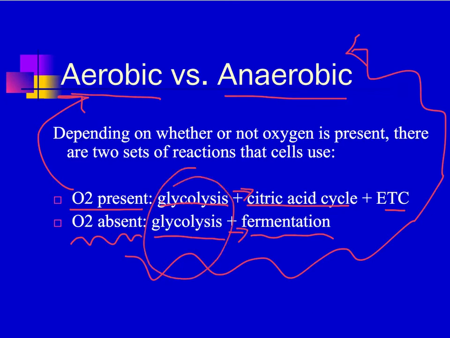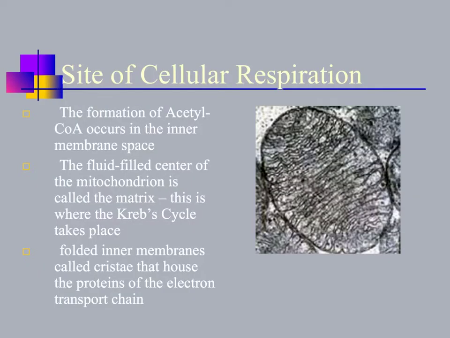And this glycolysis happens outside the mitochondria. The site of cellular respiration, where you have the formation of acetyl-CoA, occurs in the inner membrane space of the mitochondria. The fluid-filled center of the mitochondria is called the matrix. That's where the Krebs cycle or citric acid cycle takes place. We should hopefully already know the folded inner membranes called cristae is where the electron transport chain happens.